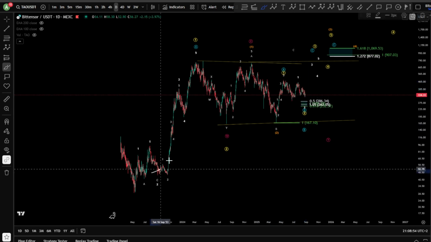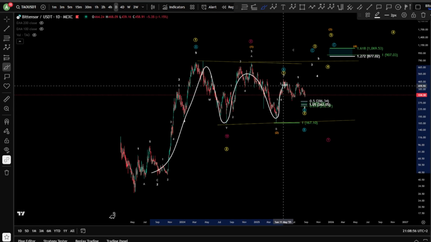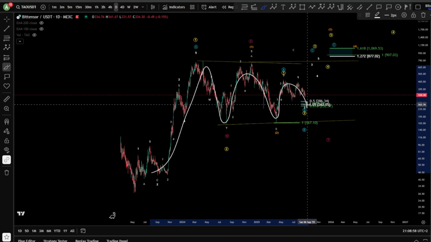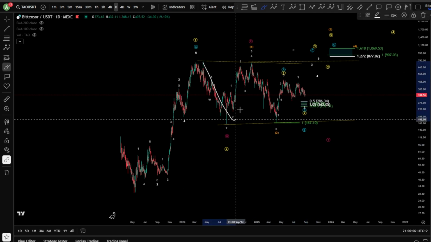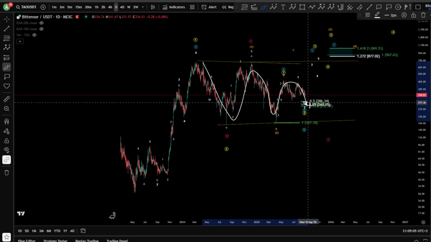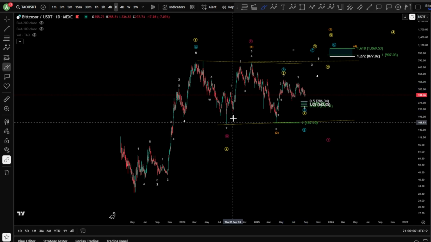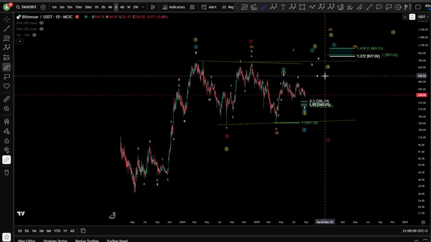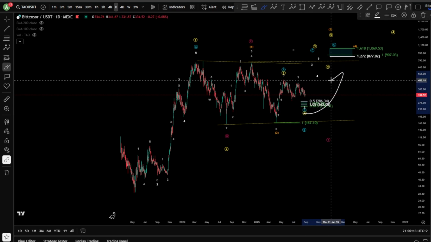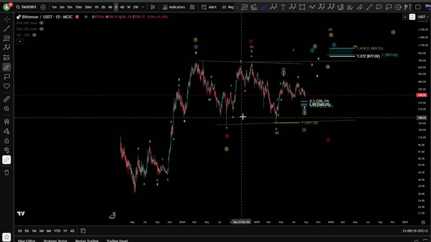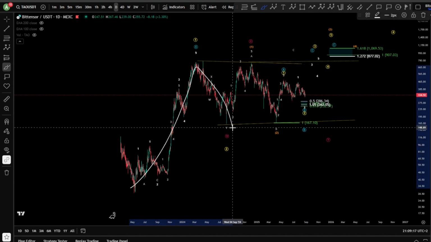So in both case scenarios, if you are in 1 2 1 2 here, another smaller 1 2, you still need this low to be taken. If you are in the triangle A B C D E, you still need this low to be taken in a zigzag. Therefore, the possibility here is still looking for a little bit lower before starting to think bullish again.